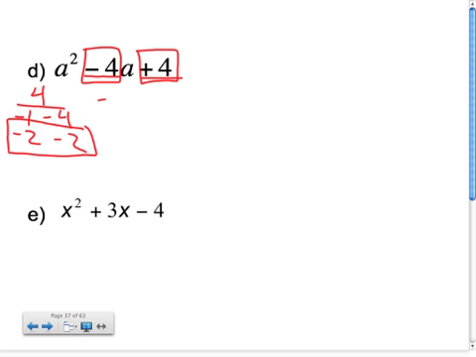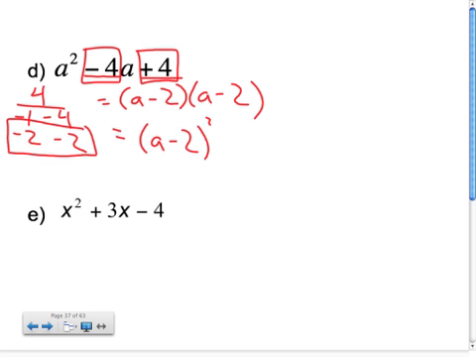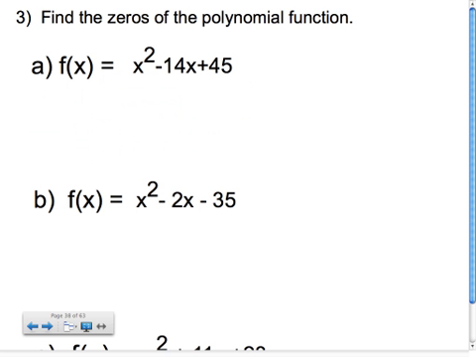And so what you end up with is a minus 2, a minus 2, and since those two things are the same, really we can combine this and say that's just a minus 2 quantity squared. Okay, and that would be the simplest form right there of this factored trinomial. All right, so again, we're going to spend a lot of time factoring trinomials. Hopefully this is starting to make a little bit of sense to you.